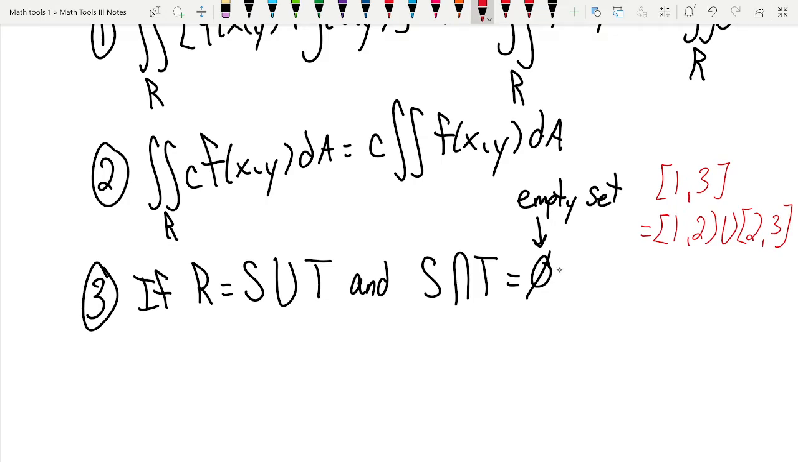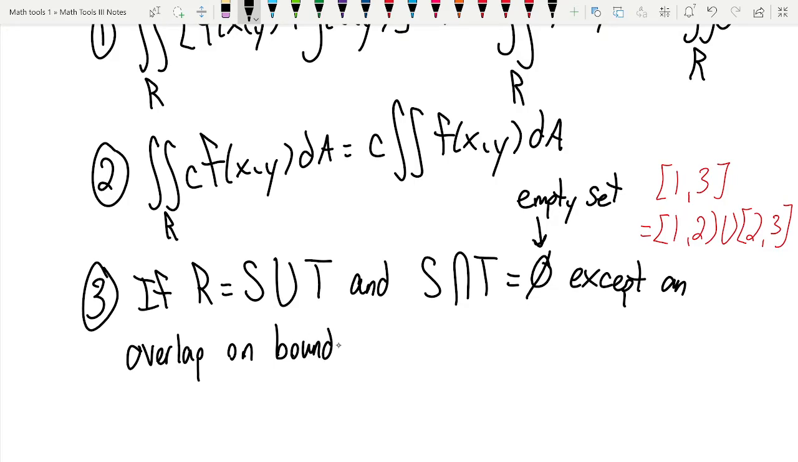But one condition of this is that they can overlap on the boundary. So let's say except and overlap on boundaries. Just like these two are allowed to overlap on the boundary as well, because that one single point doesn't make a difference. The integral from 2 to 2 is 0. So it's kind of the same idea here, that the boundary is not really making a difference. Whatever line that's on is going to have 0 area.